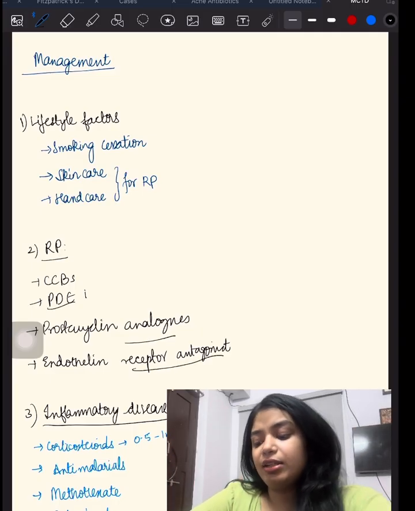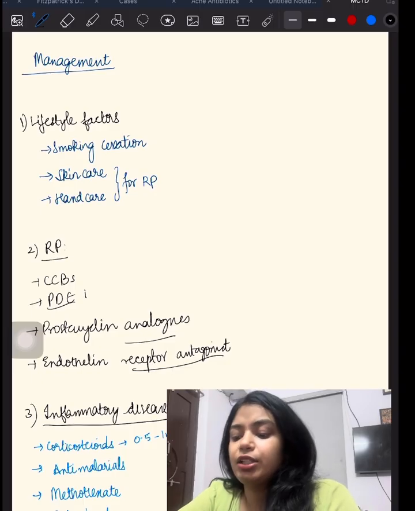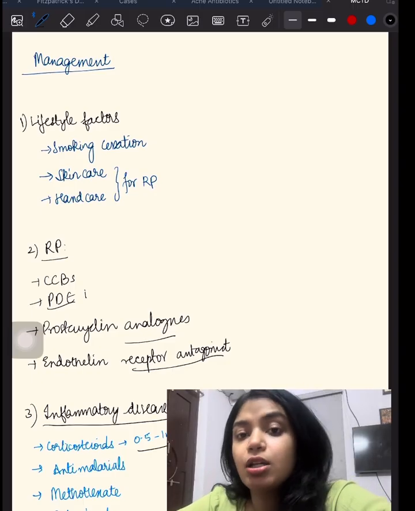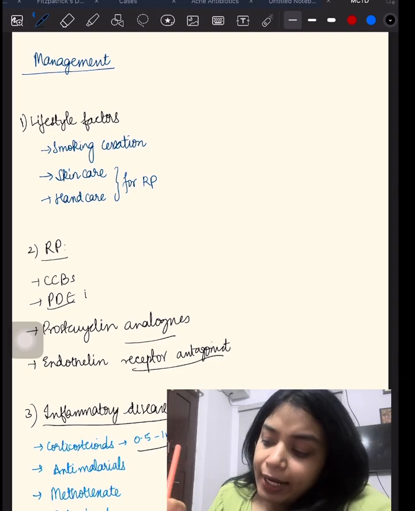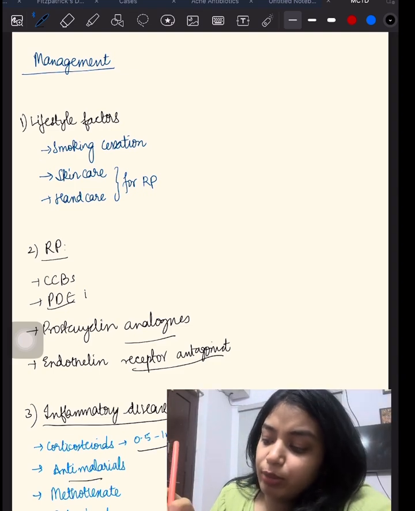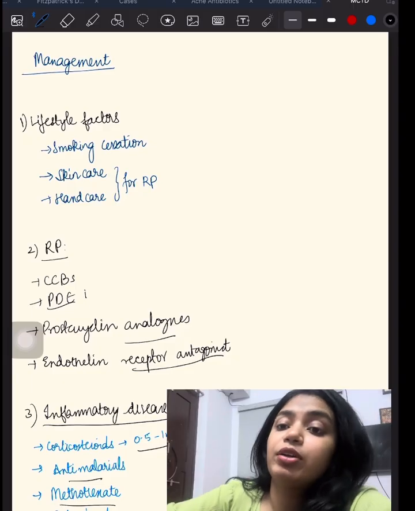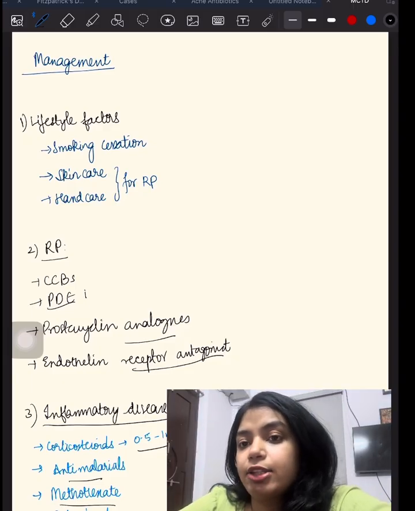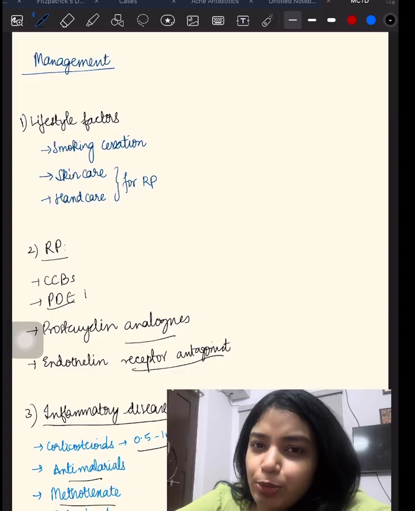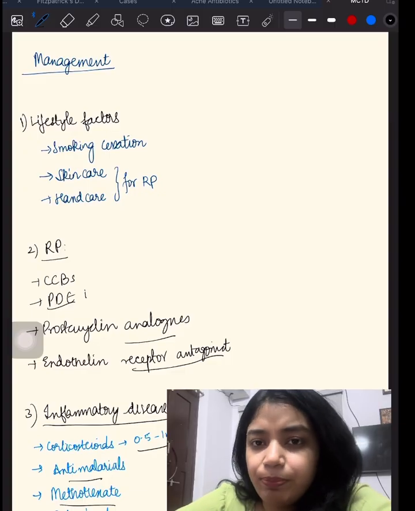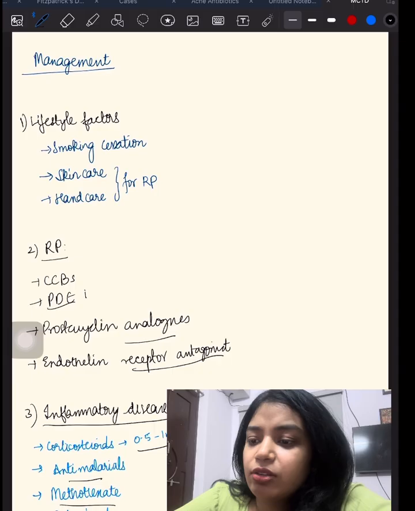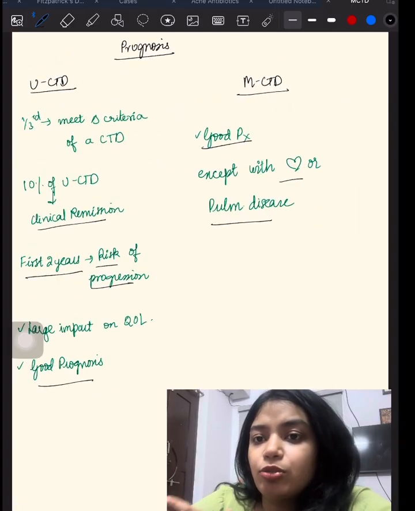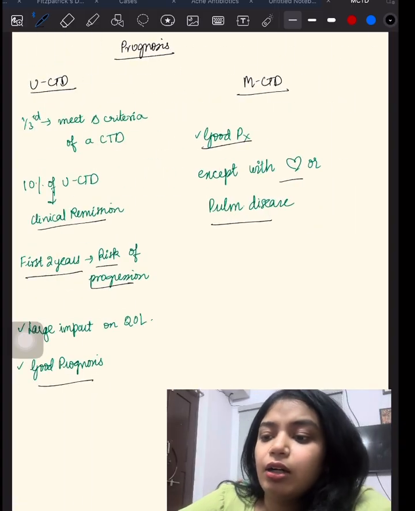And for the inflammatory disease, like any other CTD, we can start with corticosteroids at a dose of 0.5 to 1 mg per kg. We can also add anti-malarials. We can also give methotrexate. We can also give rituximab for recalcitrant cases. The detailed management of Raynaud's phenomenon will be taken up in another video. So this is about MCTD, and the basic difference between MCTD and UCTD has been explained in this video.